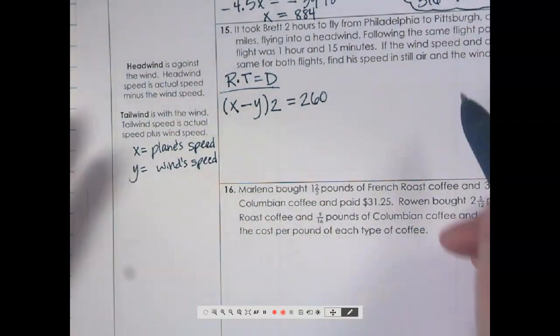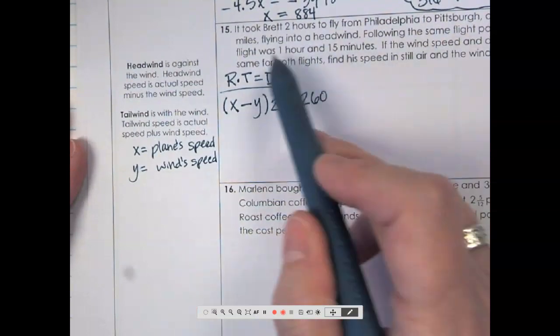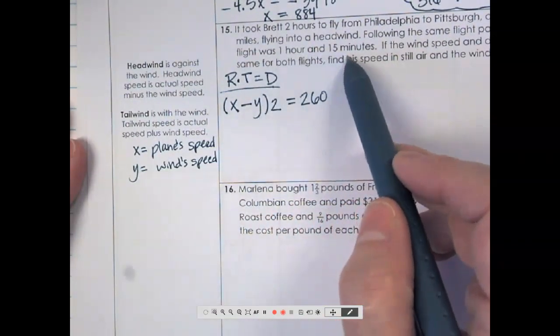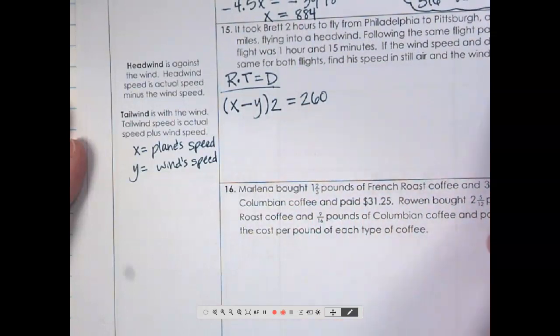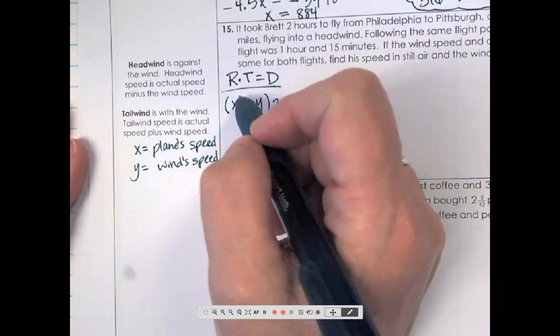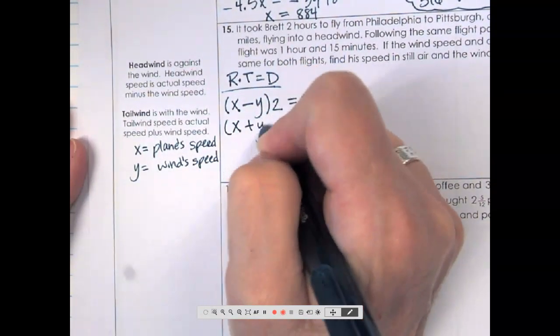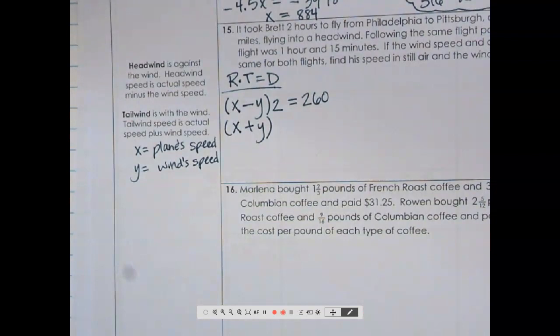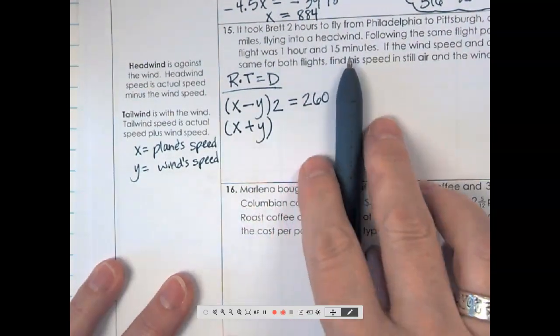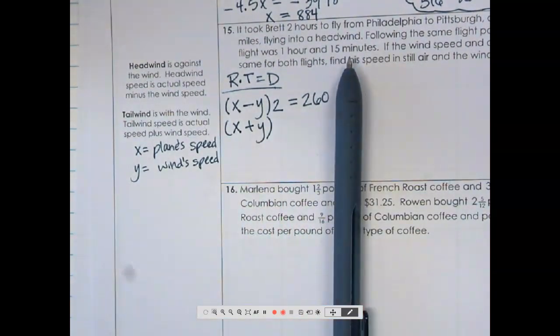Okay, but coming back, following the same flight path, his return flight was only 1 hour 15 minutes. The wind and speed direction were the same. Okay, so what was his rate returning? Well, it was the plane plus the wind. It was working with them, making them go faster. 1 hour 15 minutes. Is that 1.15? Please say no. No. 15 minutes is how much of an hour? Yeah, fourth of an hour. Picture the clock. 15 minutes is fourth of an hour.